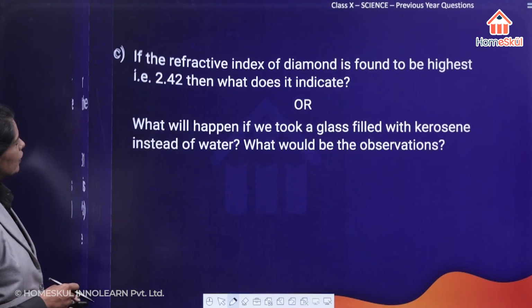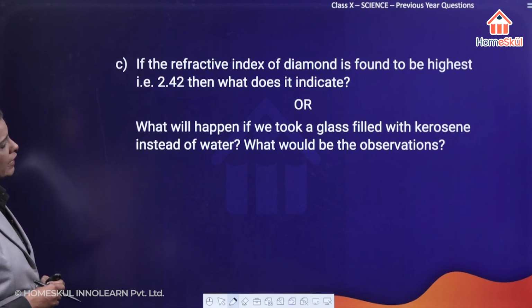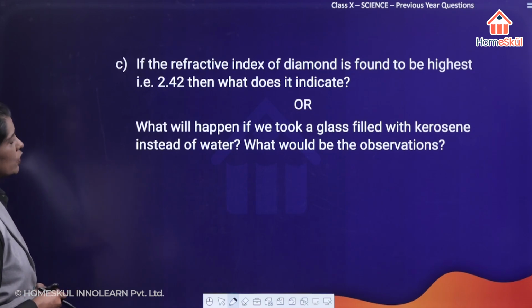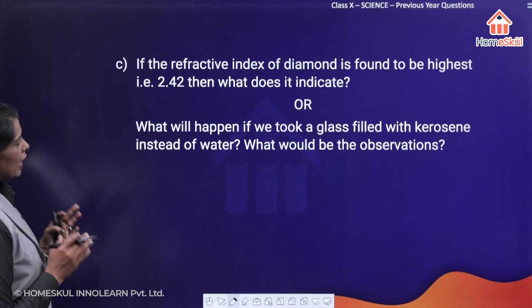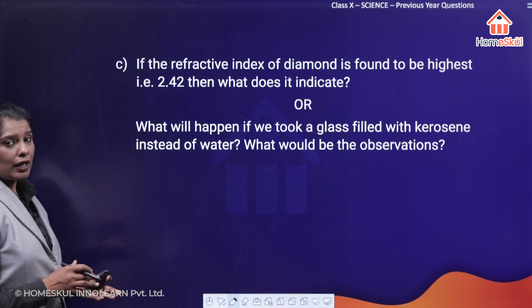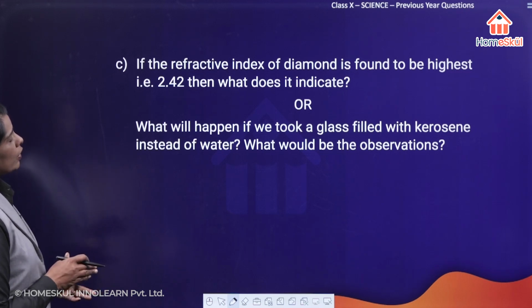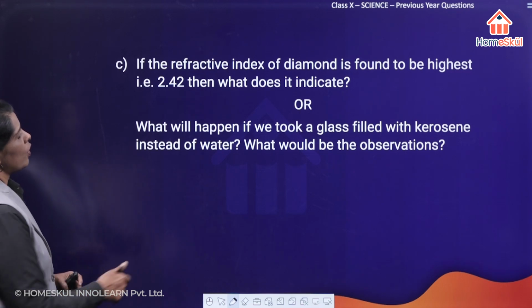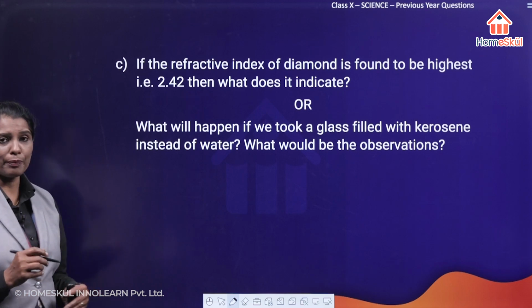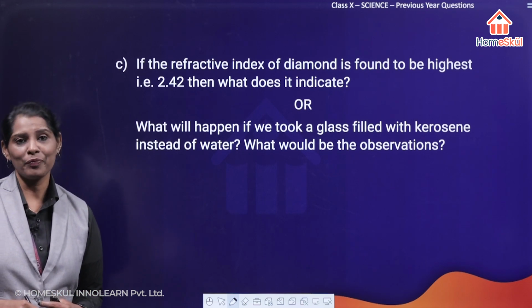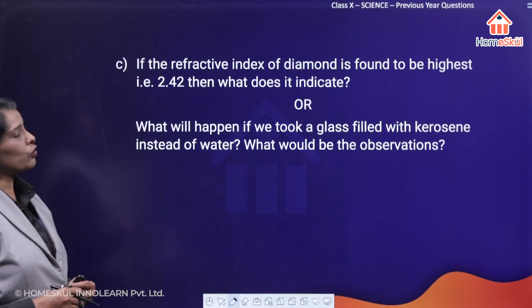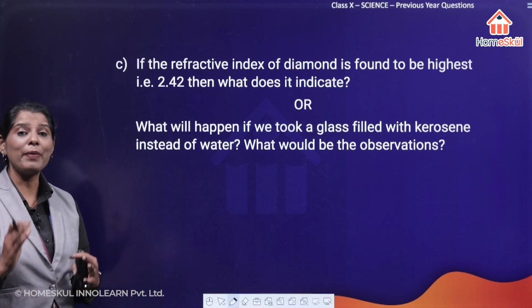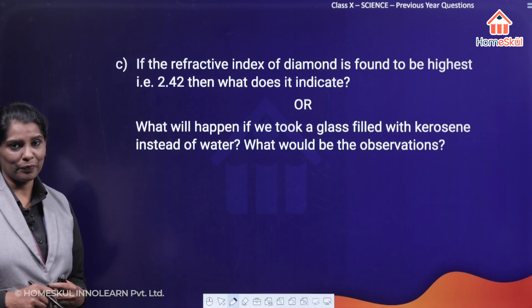Coming to the next part of this question, if the refractive index of diamond is found to be highest, that is 2.42, then what does it indicate? The velocity of light in diamond is lower. It is reduced by a factor of 2.42 when you compare it with the velocity of light in air.